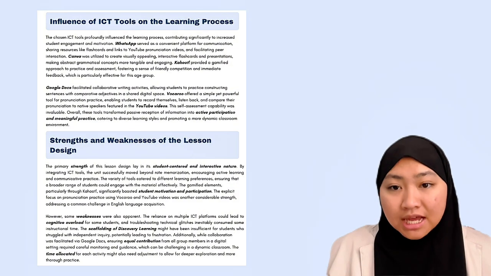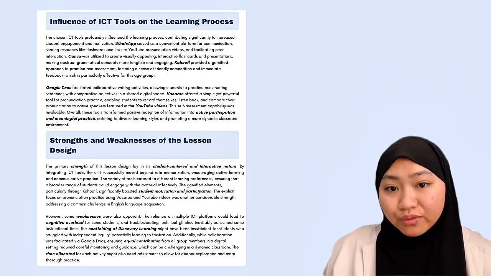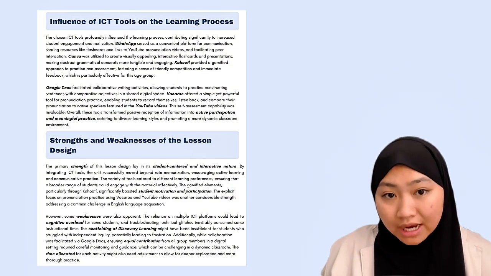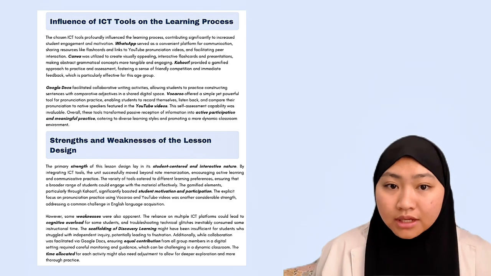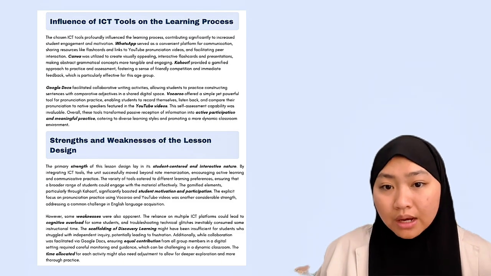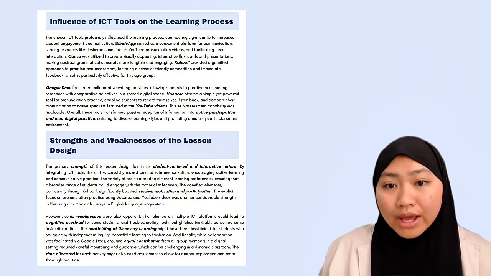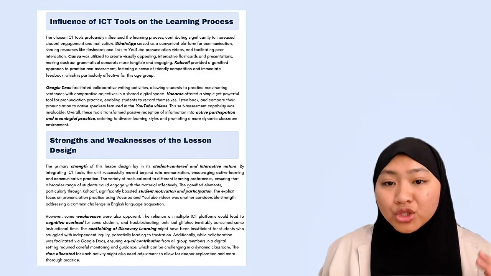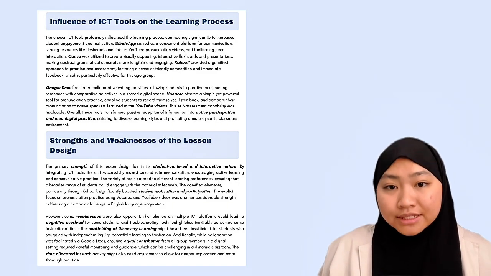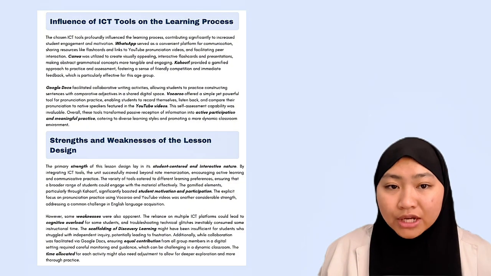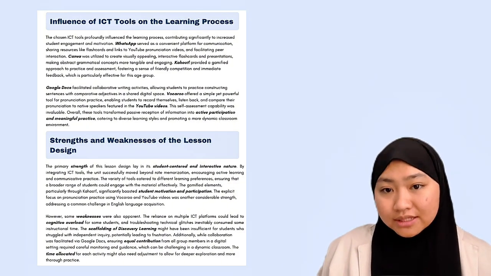For challenges, despite these strengths, I also faced several challenges during the design process. First, selecting appropriate tools was challenging because there are numerous educational applications available, but not all cater to elementary school students. Thus, I opted for tools that were simple, accessible, and suitable for grade 5 students, such as WhatsApp, Kahoot, Google Docs, and YouTube.